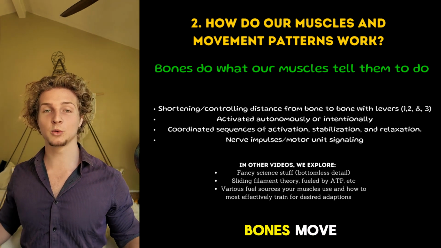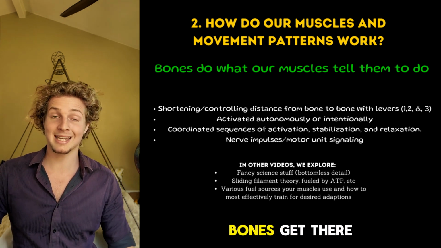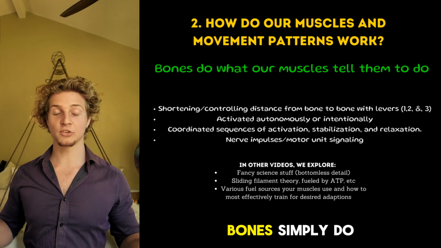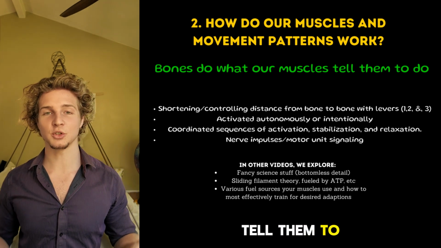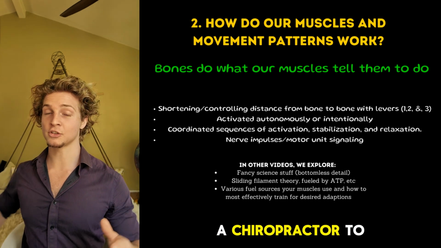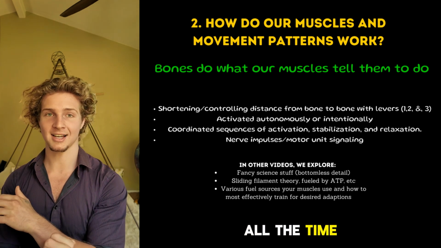So how do our bones move? These are skeletal alignments we saw in those x-rays. How do the bones get there? How do the bones come back to ideal posture? Bones simply do what the muscles tell them to do. And that is why you can control that. You don't need a chiropractor to adjust your joint position because your muscles are doing it all the time.